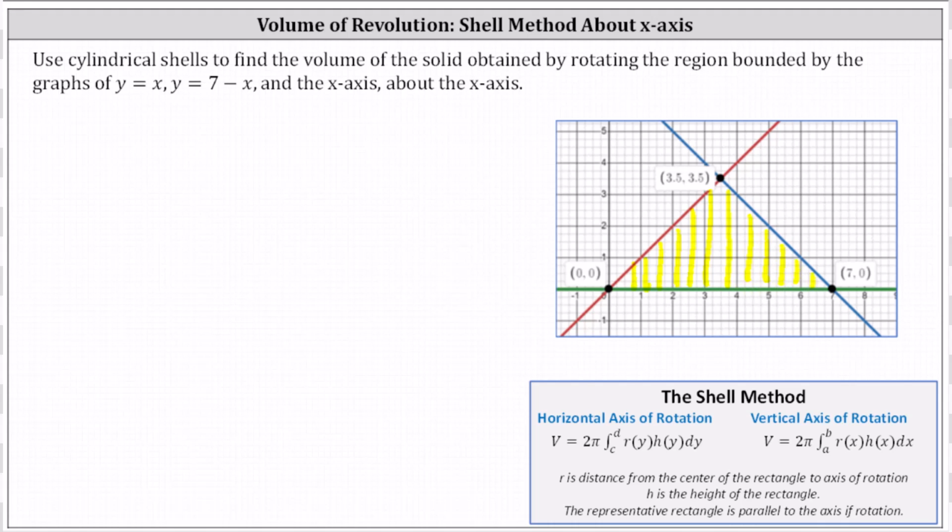And we have rotation about the x-axis. Notice the point of intersection at the top is 3.5, 3.5. To determine this algebraically, we would have to solve the system of equations y equals x and y equals 7 minus x. Let's quickly show this.